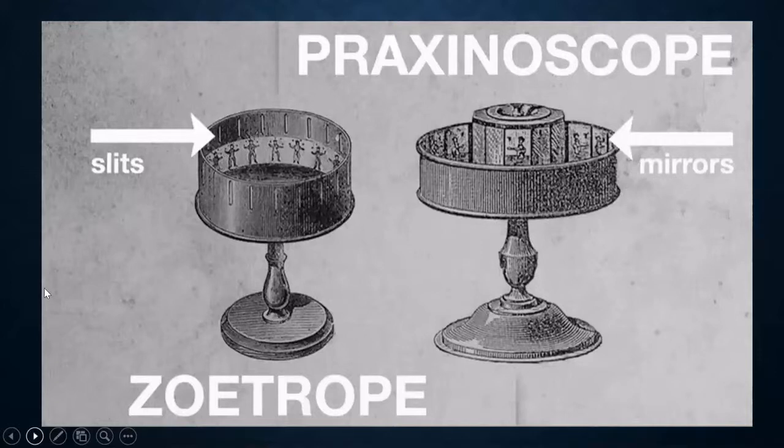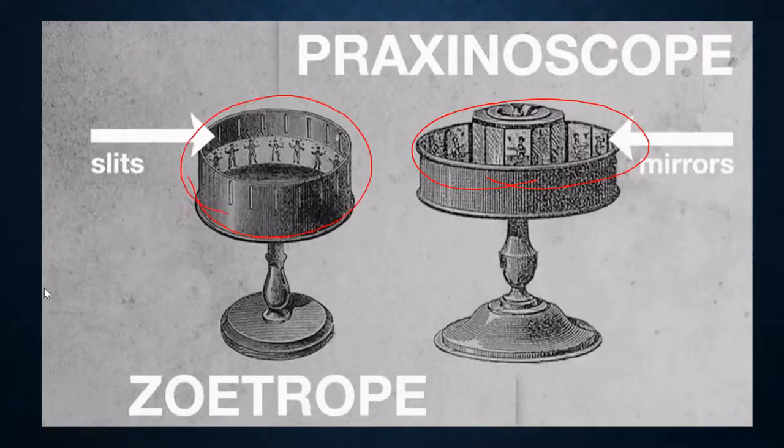Here is the difference between a praxinoscope and a zoetrope, just so you can tell. The praxinoscope uses mirrors and the zoetrope uses slits to peek into. So a little different, but they are very, very similar.